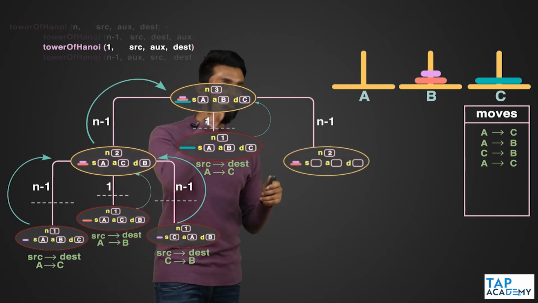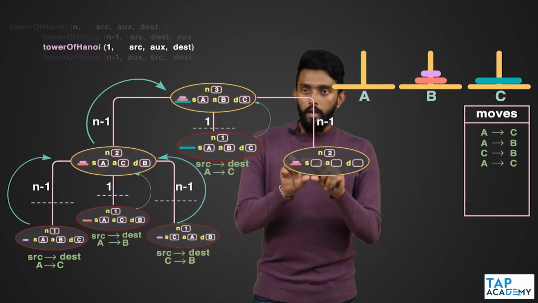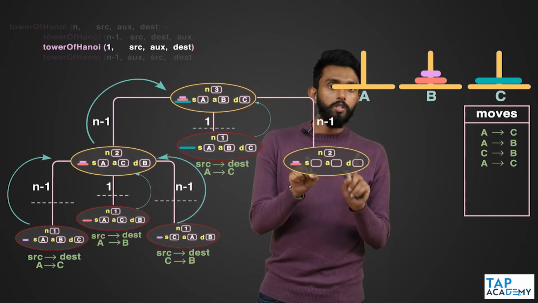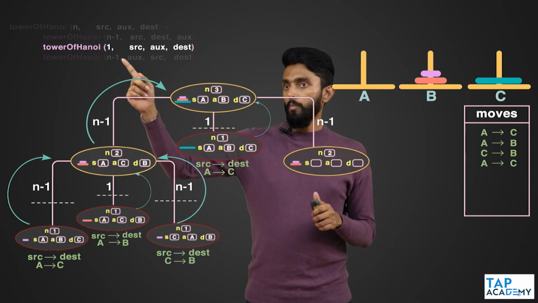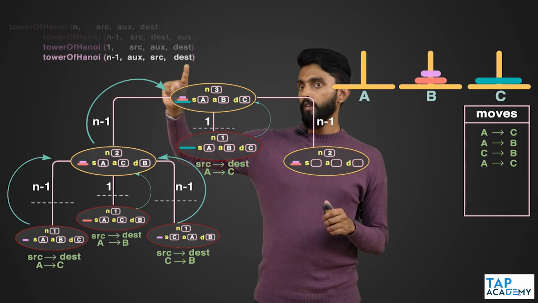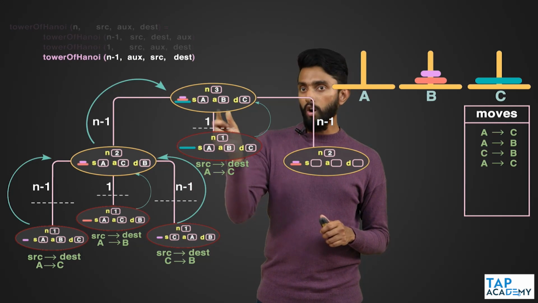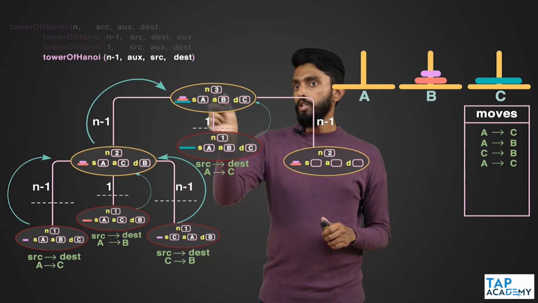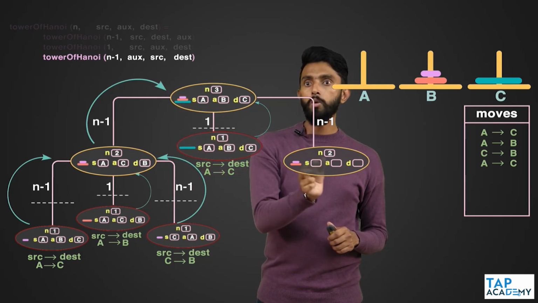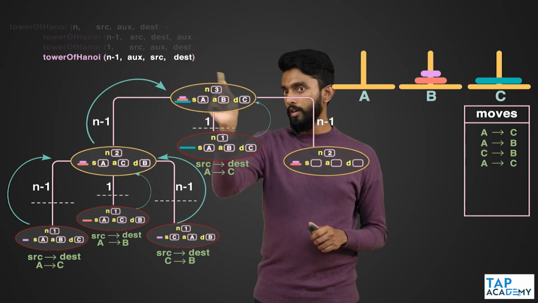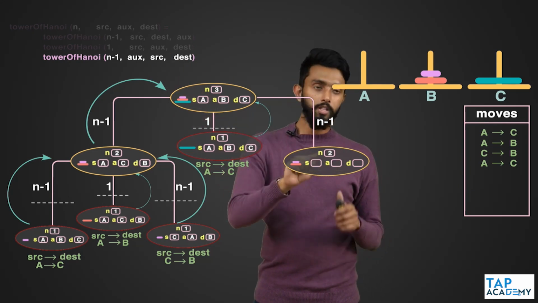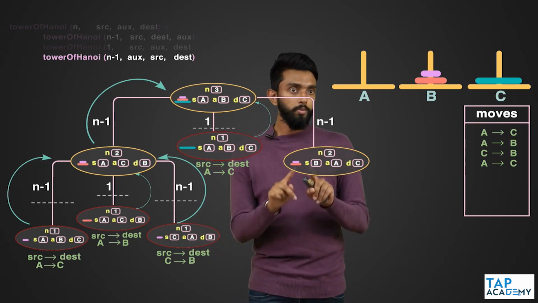Next I will come to n minus 1. If I come to n minus 1, 3 minus 1 is 2. Now what should be the source, what should be the auxiliary, what should be the destination? So I am coming to this call. As you can see, whatever is there in aux should come to the source. Similarly, whatever is there in source should become aux. Similarly, what is there in destination should remain the destination and hence that is what I am showing.